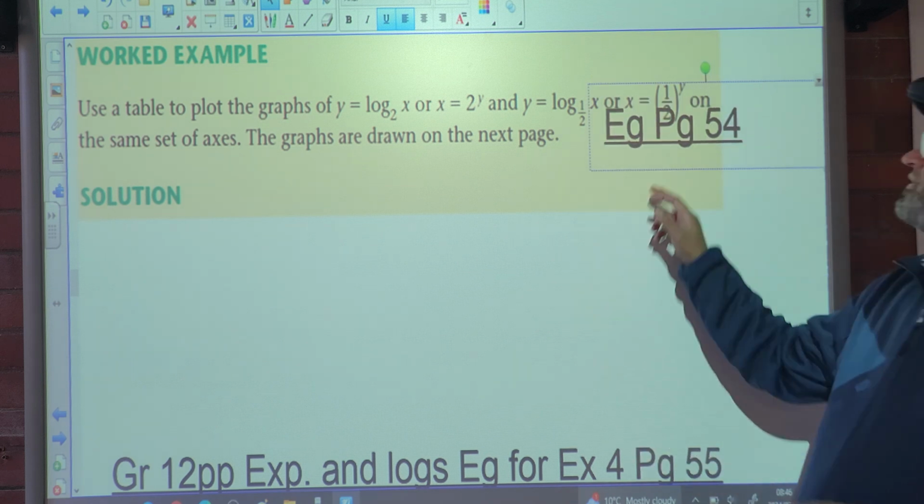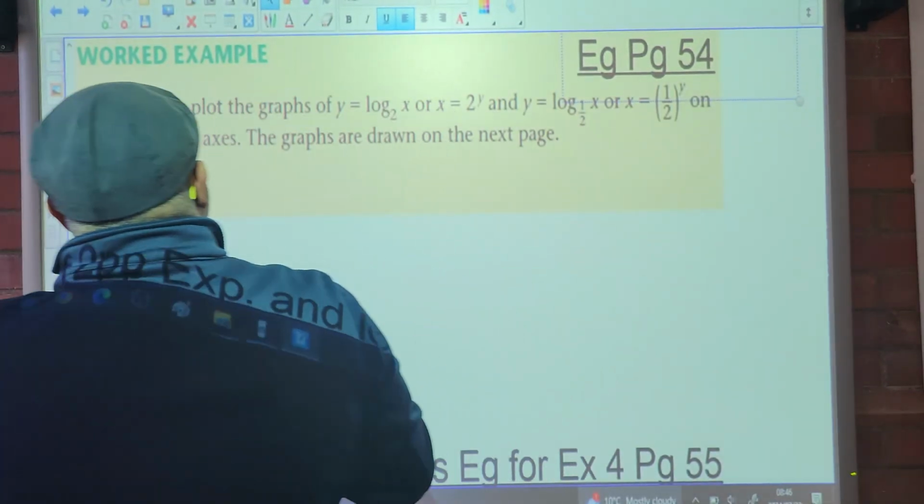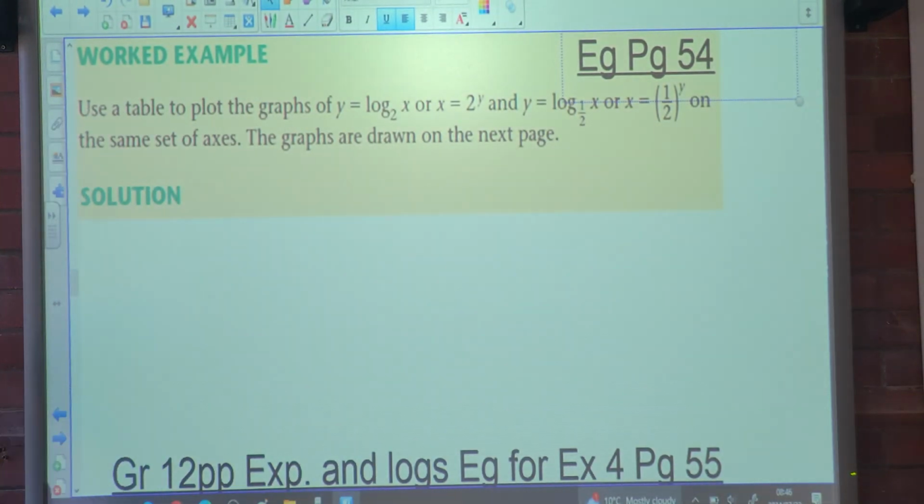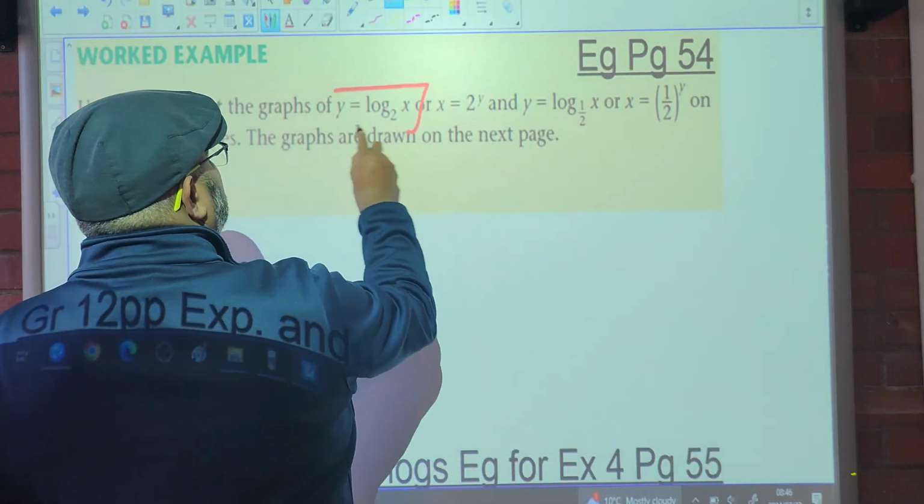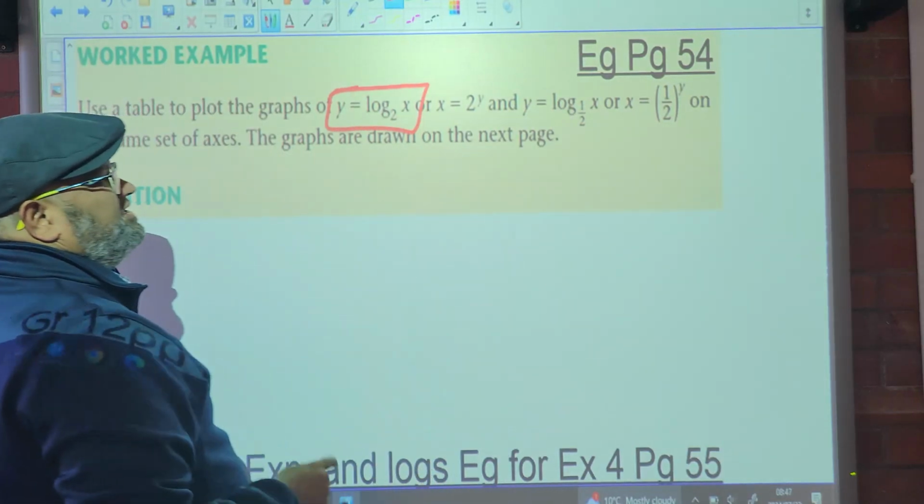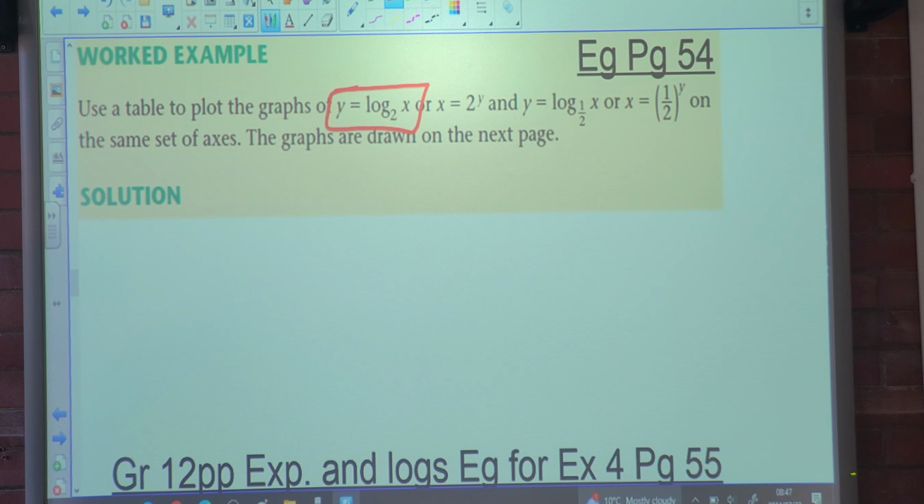Thank you. So here we are told to use a table to plot the graph of y is equal to log x base 2, or x is equal to 2 to the y. So this is the one graph we need to draw. And of course that is the other one, I'll highlight it in blue afterwards, on the same system of axes. The graphs are drawn in the next video.